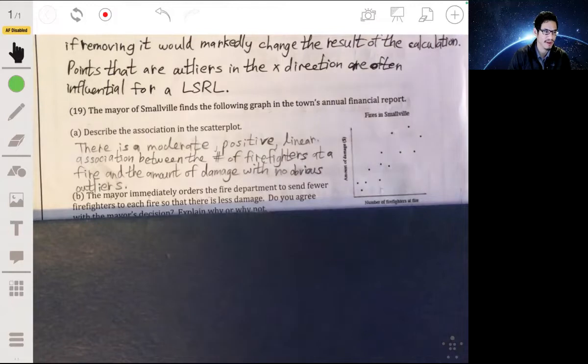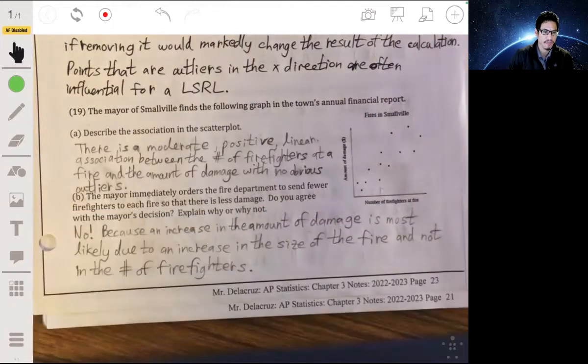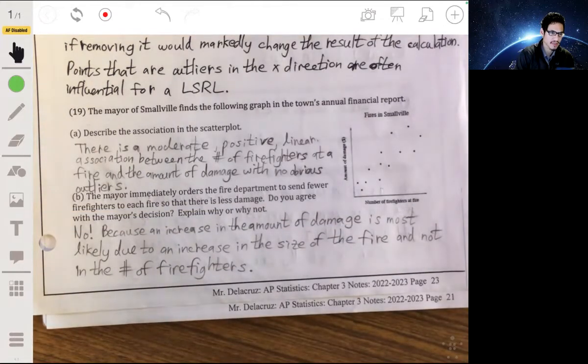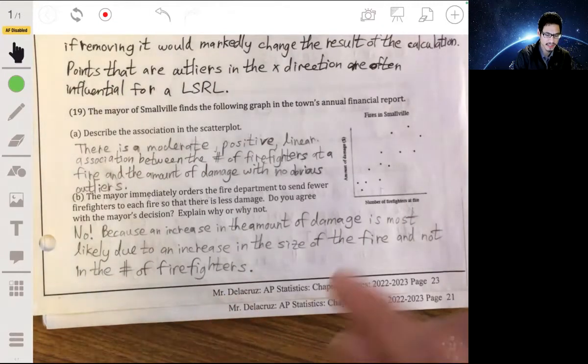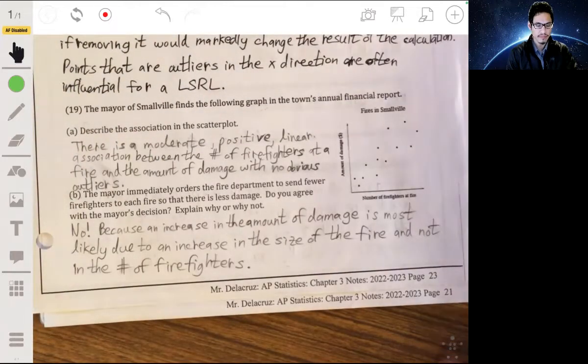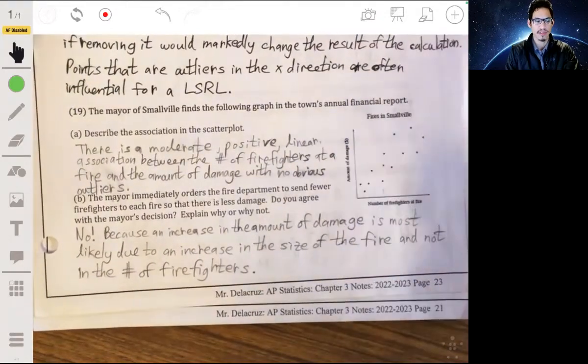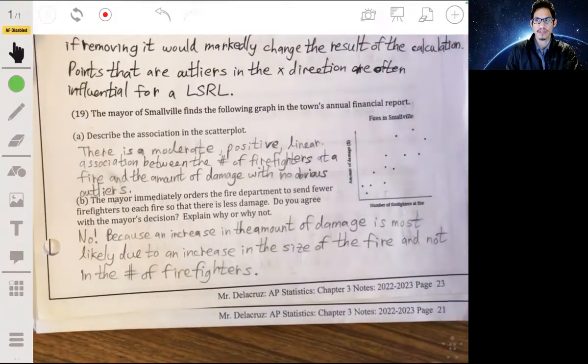Now hopefully we don't have a mayor that thinks like that, because we all understand in real life it's not firefighters causing more damage. It's just that there are more firefighters there because there are bigger fires. Bigger fires cause more damage, and as a result, you need more firefighters there. So again, this is an example where it's not that X is causing Y. Use your common sense of the real world, because it's something a computer can't do. A computer program can only crunch numbers. It can't think about situations in real life context.